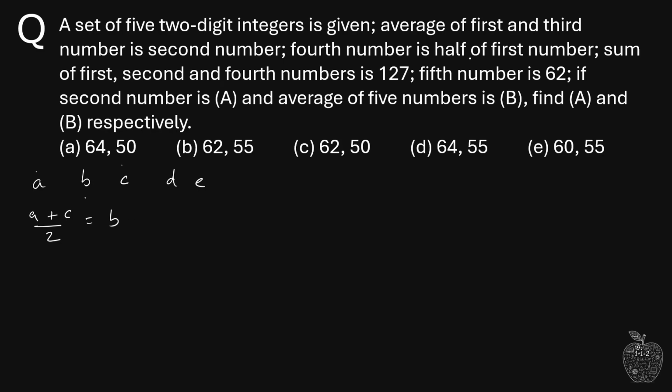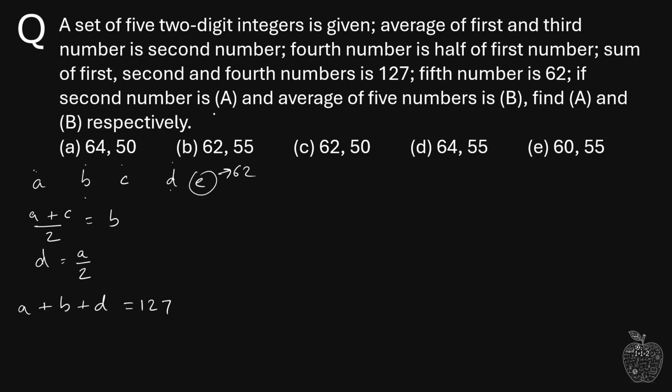Fourth number is half of first number. So fourth number is D and D is half of first number. So D is equal to A by 2. Sum of first, second and fourth number is 127. So A plus B plus D is equal to 127. Fifth number is 62, so this fifth number, which is E, is 62.